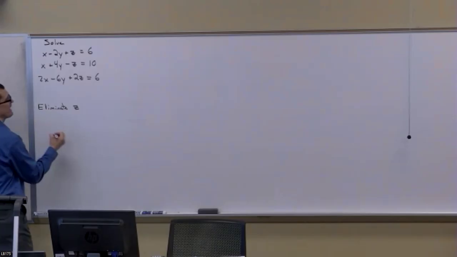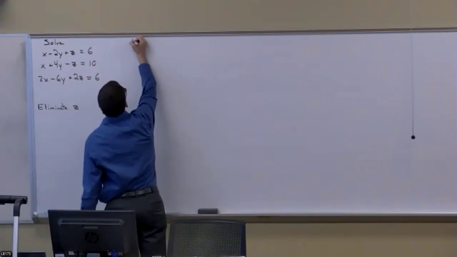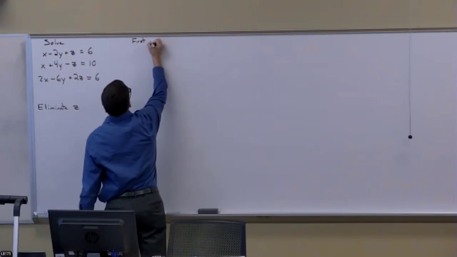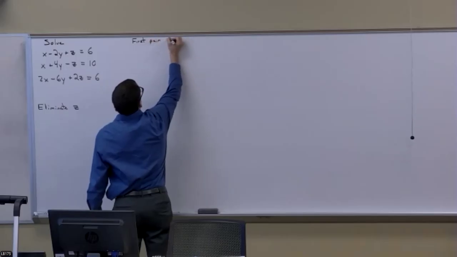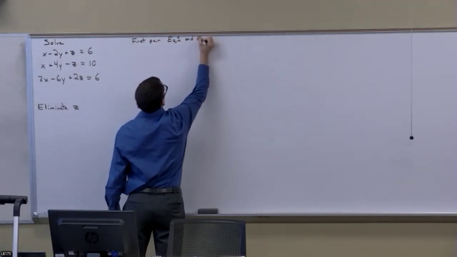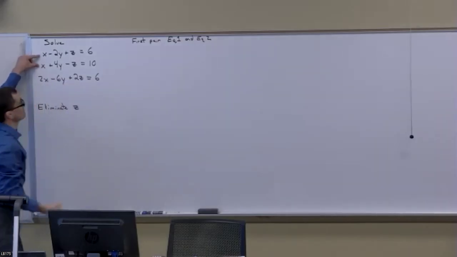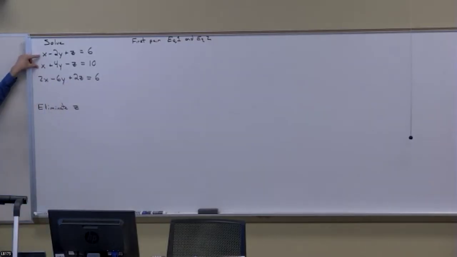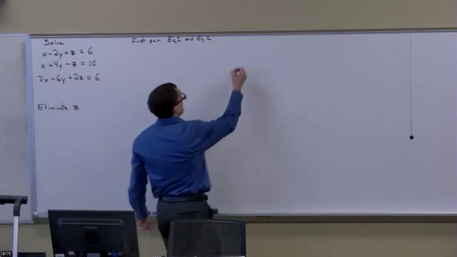And my first pair of equations are going to be equations 1 and 2. So equations 1 and 2 will be my first pair. My second pair, I'm going to use 2 and 3. Now, if somebody else wanted to do 1 and 3, that'd be okay as well. But I'm going to use 2 and 3. You see that? So I'll do 1 and 2 as my first pair, 2 and 3 as my second pair.